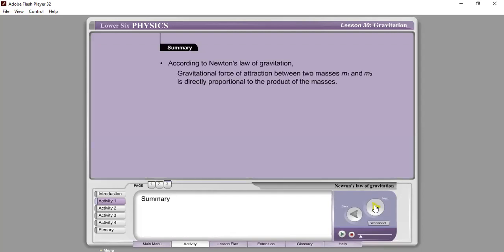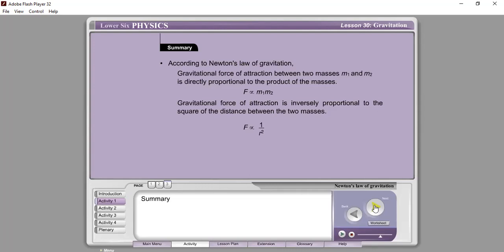Summary: according to Newton's law of gravitation, the gravitational force of attraction between two masses m1 and m2 is directly proportional to the product of the masses. F is directly proportional to m1 times m2. Gravitational force of attraction is inversely proportional to the square of the distance between the two masses. F is inversely proportional to r squared. Therefore, the force of attraction F between two masses is proportional to m1 m2 over r squared. Thus, F equals G times m1 m2 over r squared.